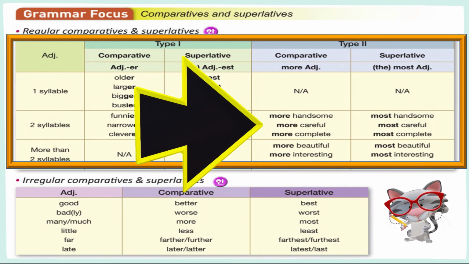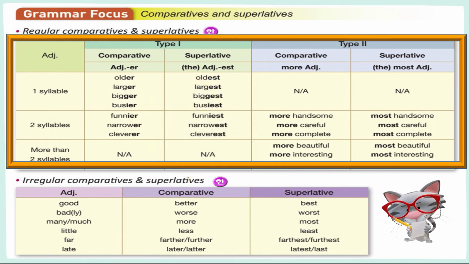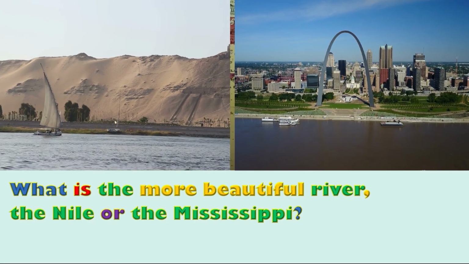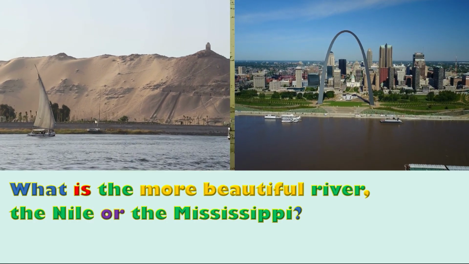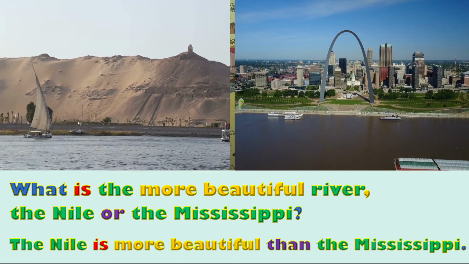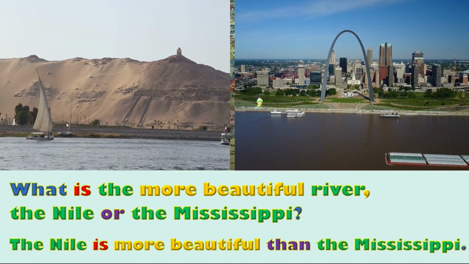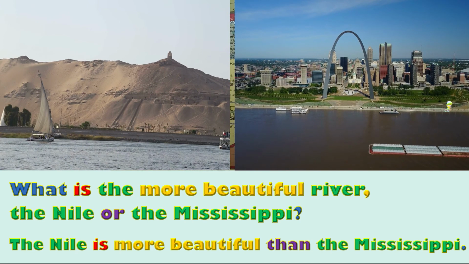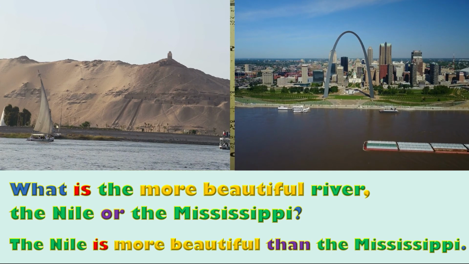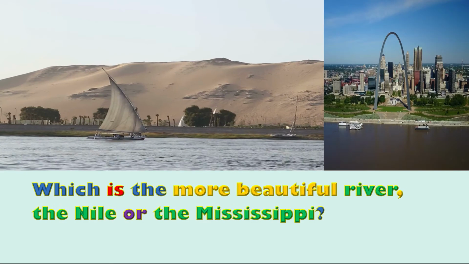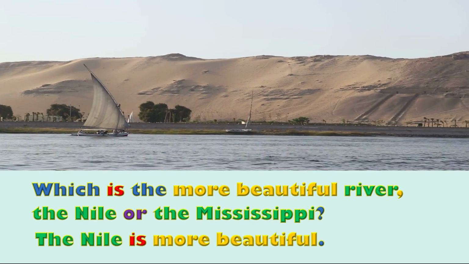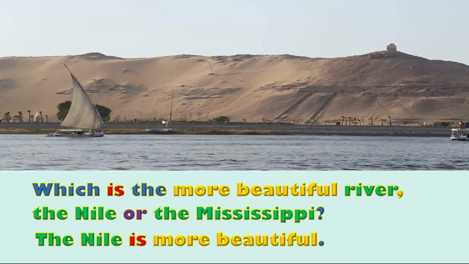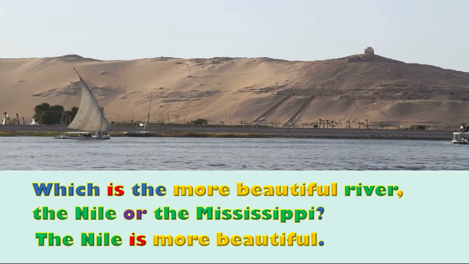And so let's look at some of the "more" ones quickly. What is the more beautiful river, the Nile or the Mississippi? Oh, I can't tell. This one is just down to personal choice. Lovely place to go skateboarding, though. Yes, the Nile is more beautiful than the Mississippi. It's a personal choice. You could also say the Nile is more beautiful. It depends on personal preference.